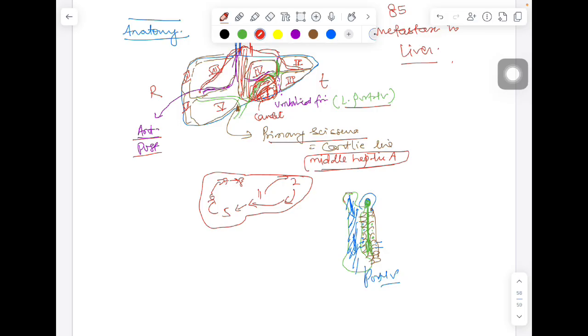Then there is one arterial system also. The arterial system is the hepatic artery. So hepatic artery, portal vein, biliary system, these three are there. They form this type of channel: hepatic artery, biliary tract, portal vein. These three are present in a hexagonal fashion around the liver canaliculi. So let me rapidly make it.